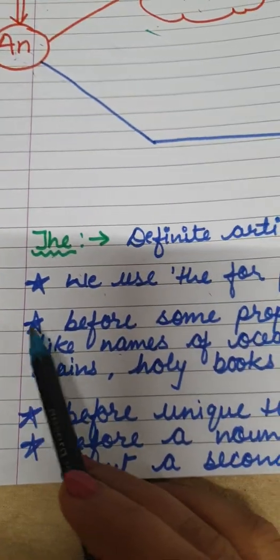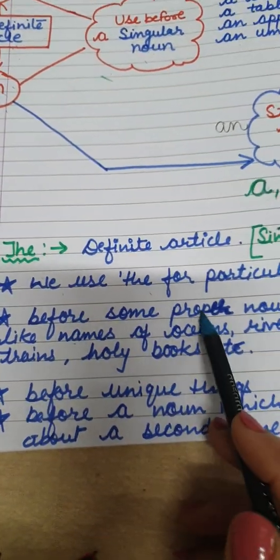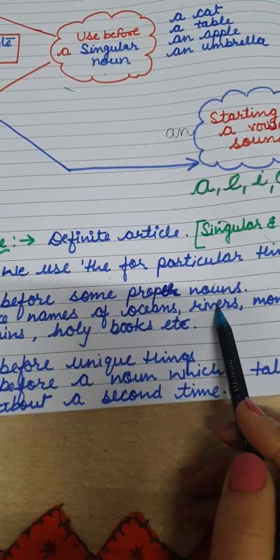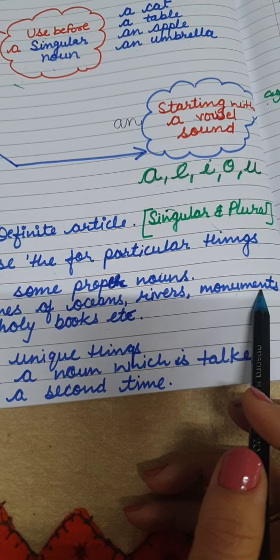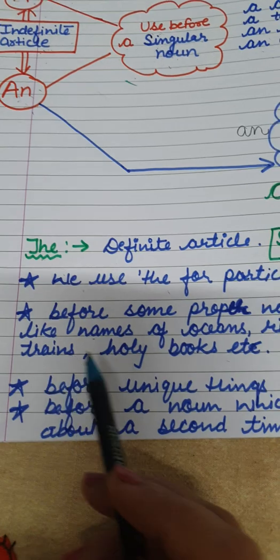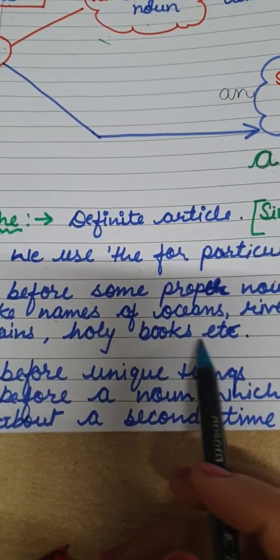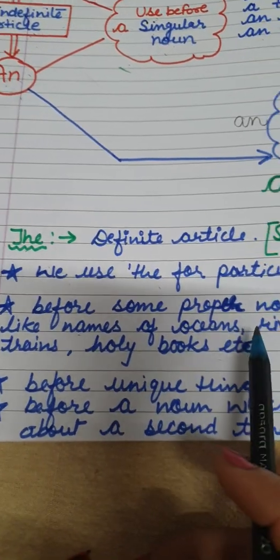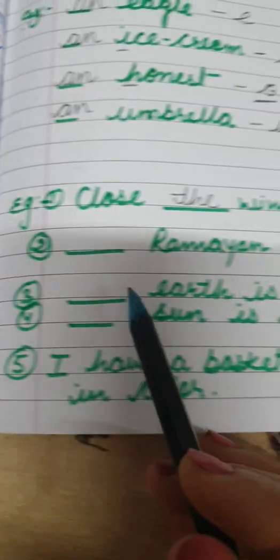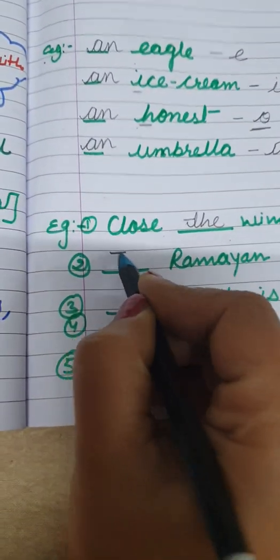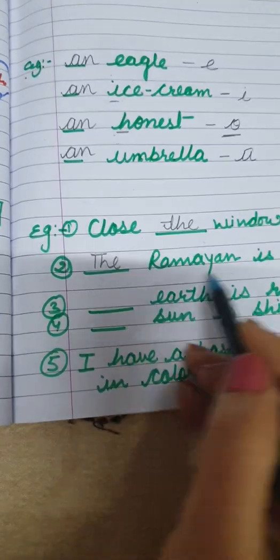Next, we will use the before some proper nouns, like names of oceans, names of rivers, names of monuments like the Taj Mahal, the Red Fort, names of trains like the Shatabdi, names of all the holy books like the Ramayana, the Quran, the Bible. We will use the. A few examples. Dash Ramayana is about Lord Rama. So here Ramayana is a holy book, so we are going to write the Ramayana.